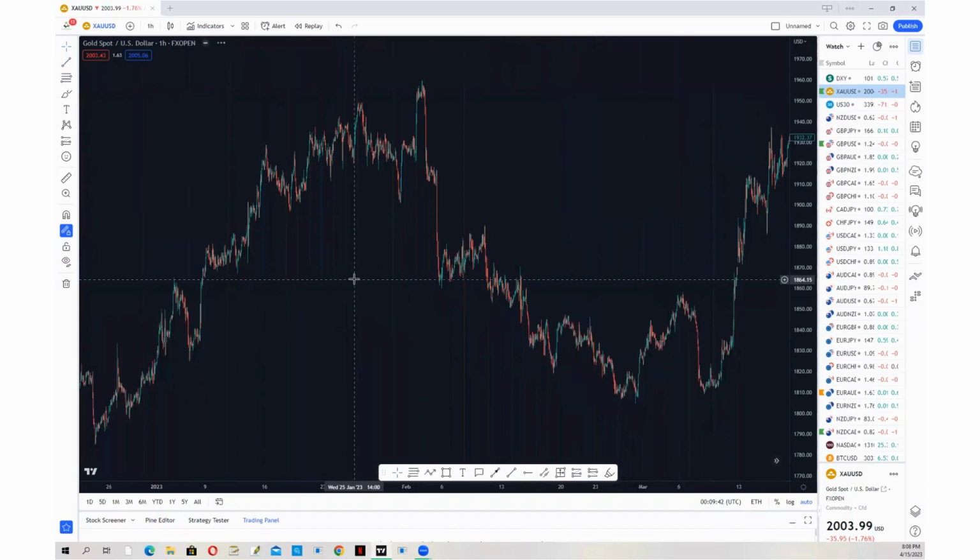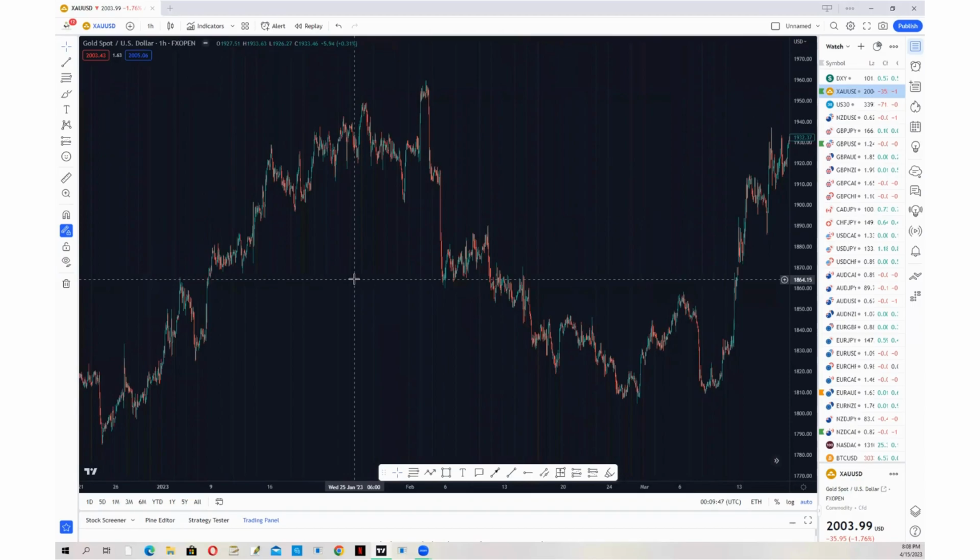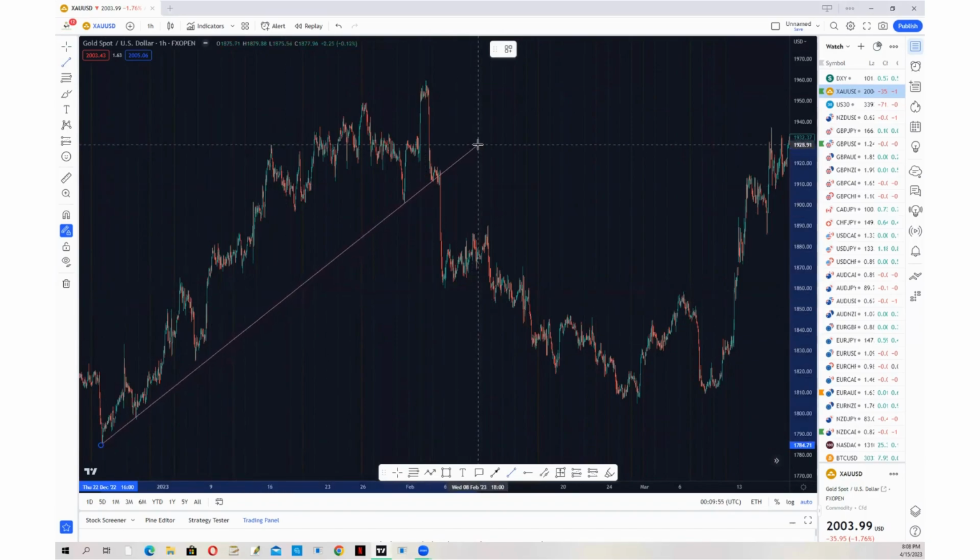Now, for trend lines, ideally, we would want to have price touching that trend line multiple times. So if we're just gonna look at this area right here, then this would be a valid trend line. We have 1, 2, 3, 4 touches and then price breaks right here. However, this trend line hasn't been retested, sorry.